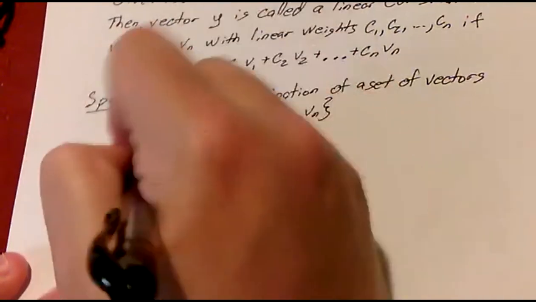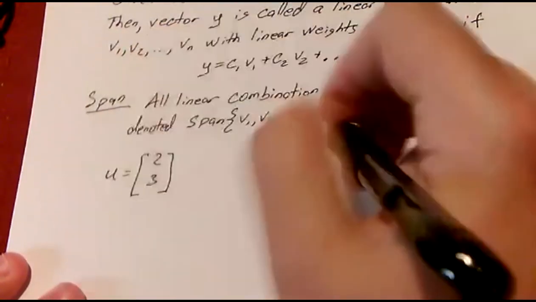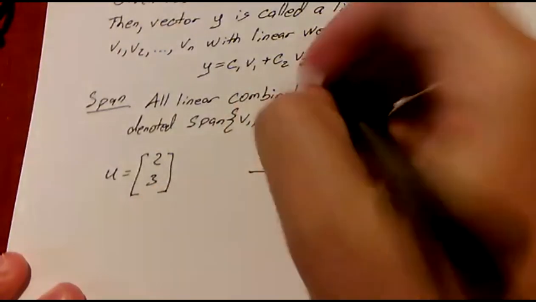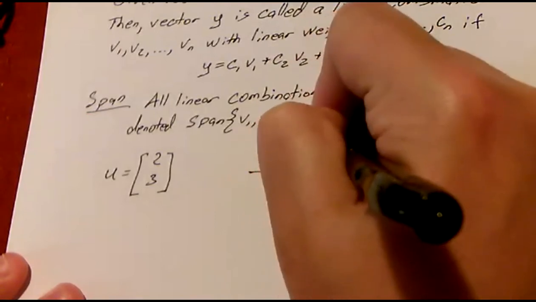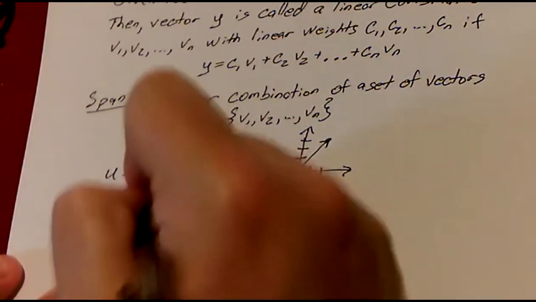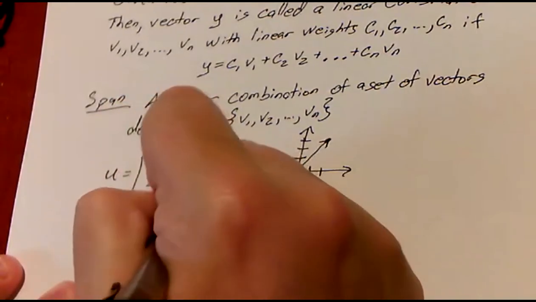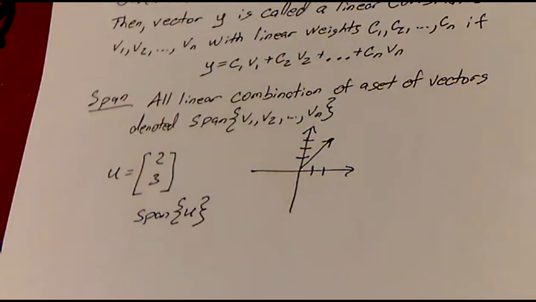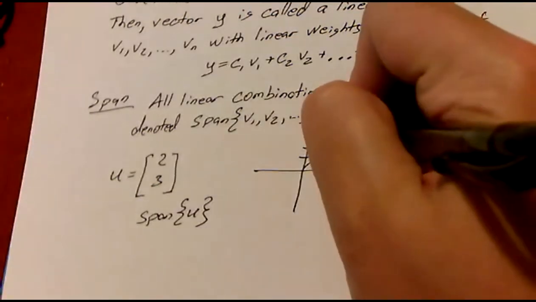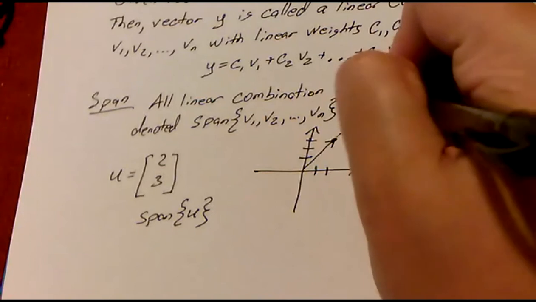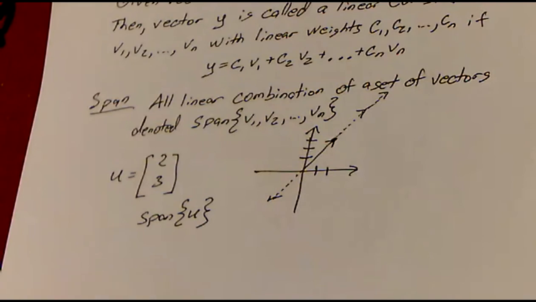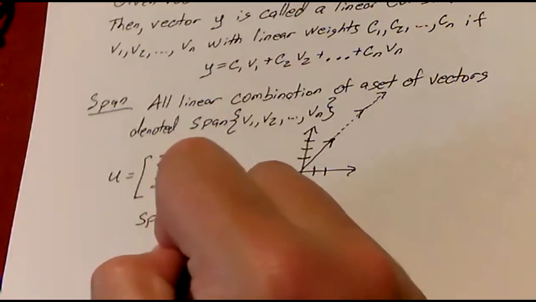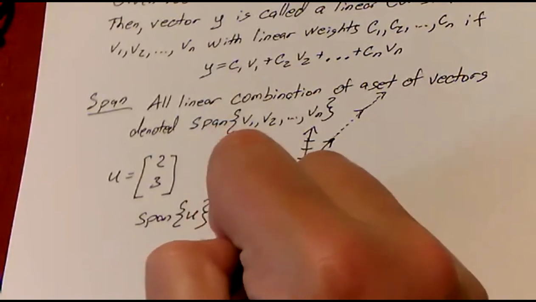So let's look at a couple of things here. Take my vector u that we had before, which was 2, 3. Imagine what its picture looks like. If I just look for the span of u, that's all the multiples of u. I can continue on in this direction, 2u, 3u. I could even go negative, negative u. So the span of u is a line through the origin.